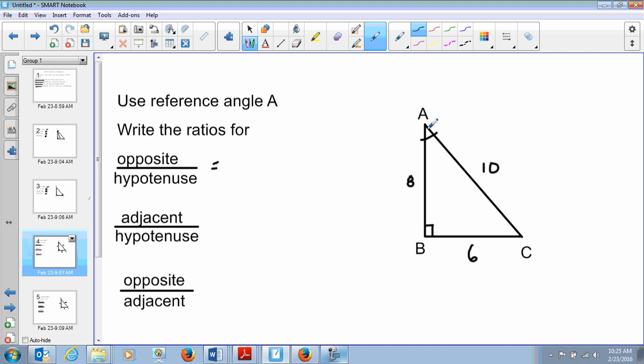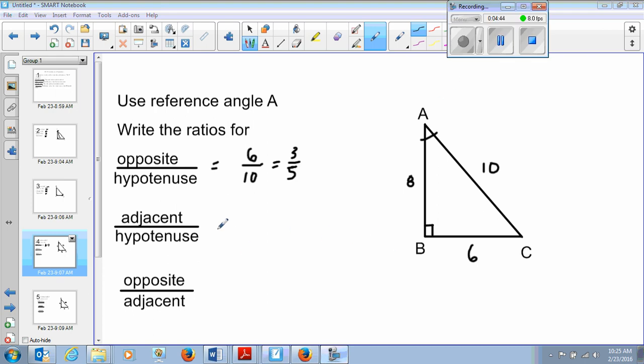So angle A is here. Which side is opposite of angle A? Well, that's going to be BC. So when I write the ratio, I can actually list the side length, 6, over the hypotenuse, which in this case is 10. So using reference angle A, the opposite over hypotenuse ratio would be 6 over 10, which you could technically reduce to 3 over 5. Your book has you doing that, but really we don't always need to do that in order to find the side lengths, but you can.